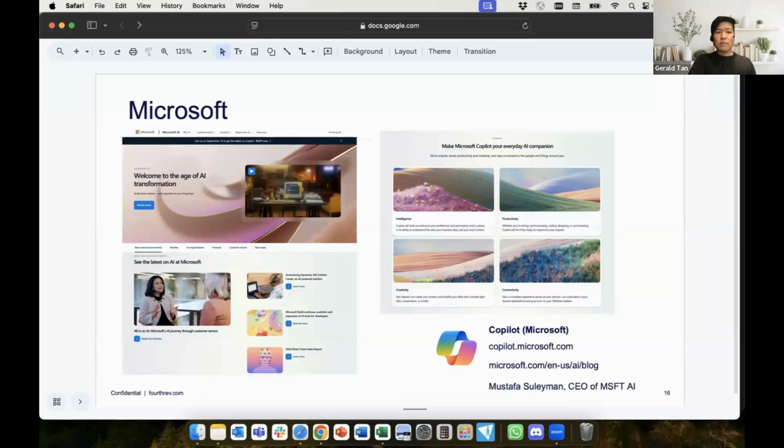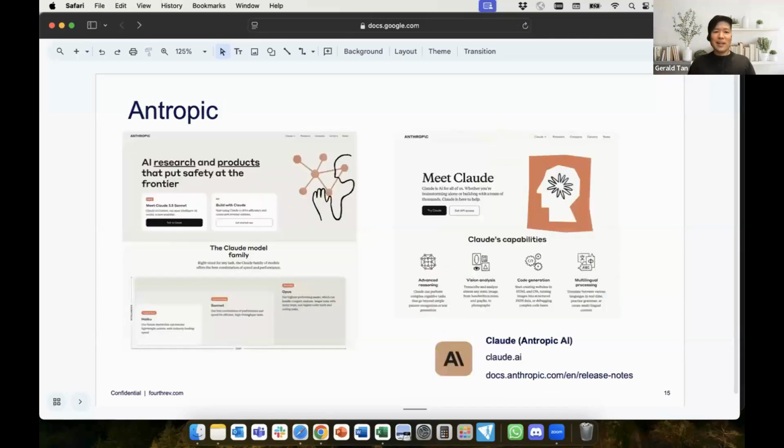Then I'll come to Anthropic. Anthropic is a very interesting company. They have Claude, which is their chatbot. What is really good about Anthropic is that it really focuses on AI safety. So rather than just take data from all over the place, they put safety as one of their main tenets. And it's really good for coding. It's really good for projects.